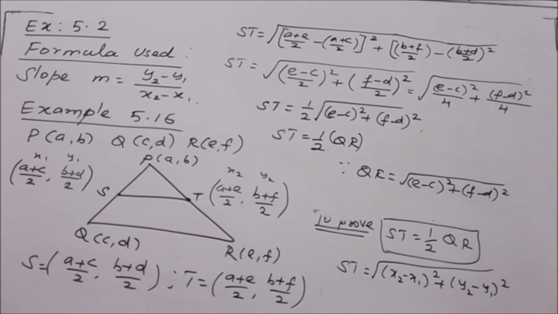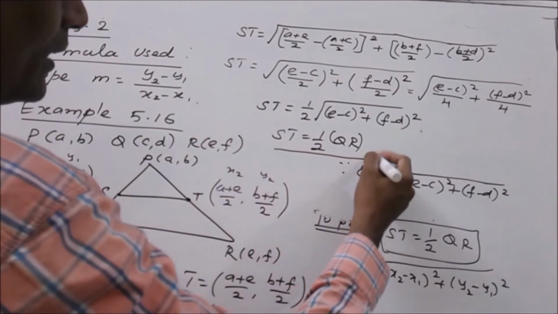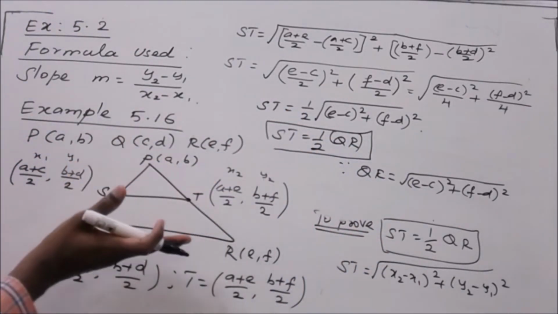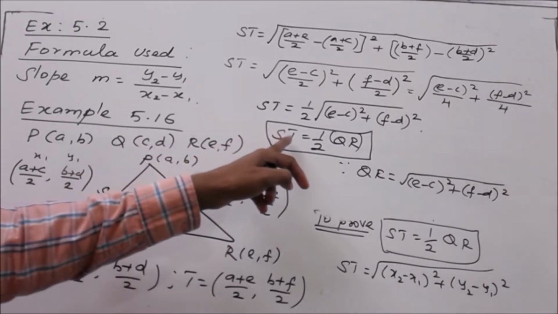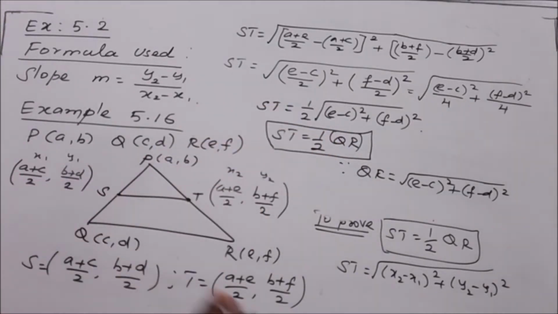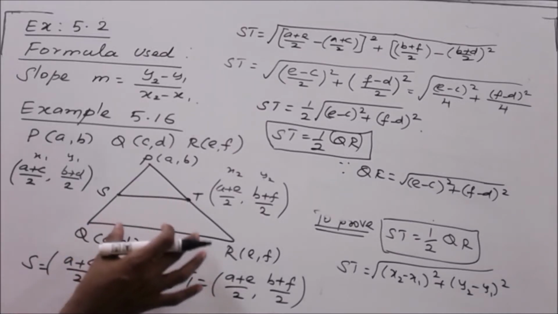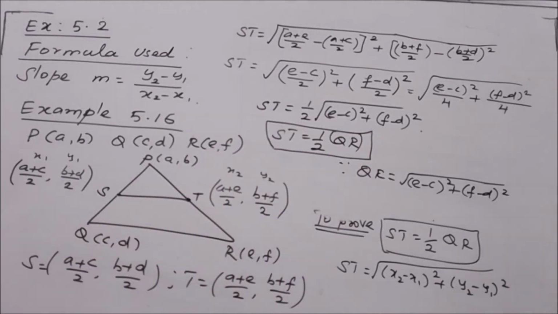So we have proved the first case. We proved ST is parallel to QR because the slopes were equal, and now we have proved ST is equal to half of QR, the length of ST is equal to half of the length of QR, that's all. This is a very important question.